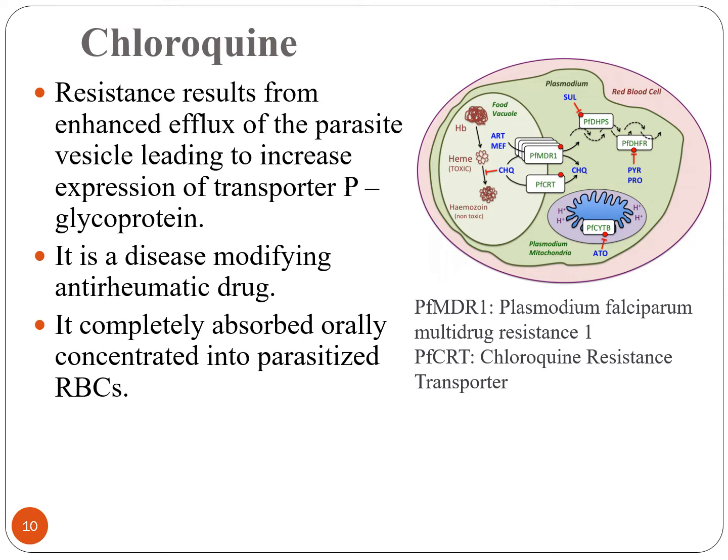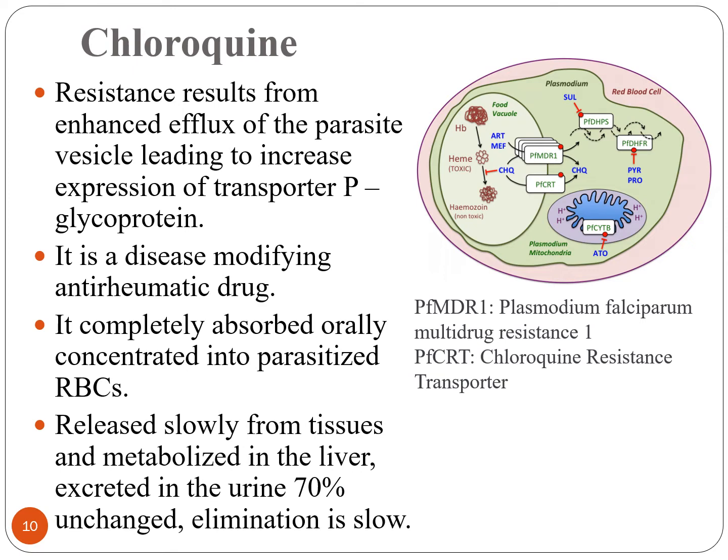Regarding the pharmacokinetics of chloroquine, it is completely absorbed orally and concentrated in parasitized RBCs. Chloroquine is released slowly from tissues, metabolized in the liver, and excreted in urine, 70% unchanged. Elimination of chloroquine is slow. This is because chloroquine is one of the drugs having a large volume of distribution, about 15,000 liters in a human weighing 70 kilograms. So its elimination is very slow.